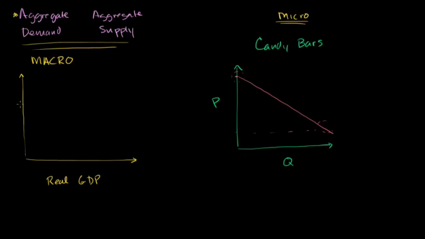And on this axis right over here, we plot price level. So this is prices. But this isn't prices for one good or service. This isn't just the price for candy bars. This is the general level of prices in the economy, or maybe you say, the weighted average, however you want to measure it, some way of measuring the level of prices in the economy.